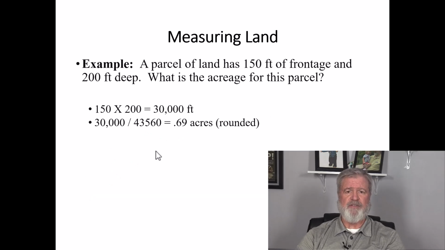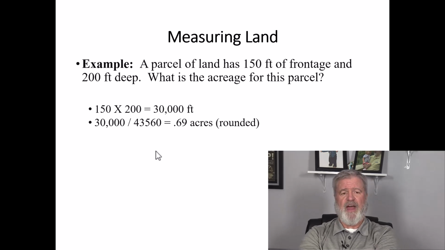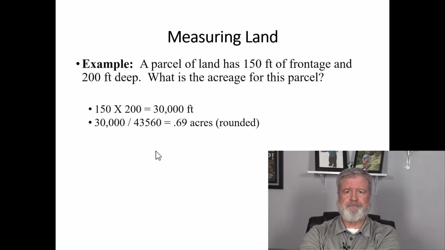Now, I actually have an example here. You have a parcel of land that has 100 feet of frontage and 200 feet deep. What is the acreage for this parcel? Again, you take the 150 times 200, that's 30,000. Then divide that by the number of feet per acre, and then you should get 0.69 acres, right? Good stuff.